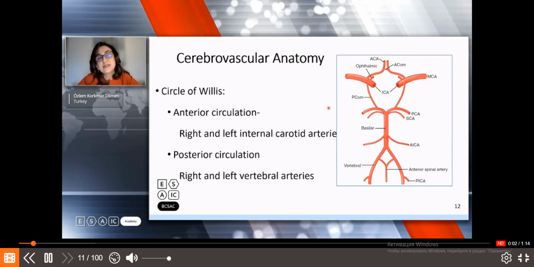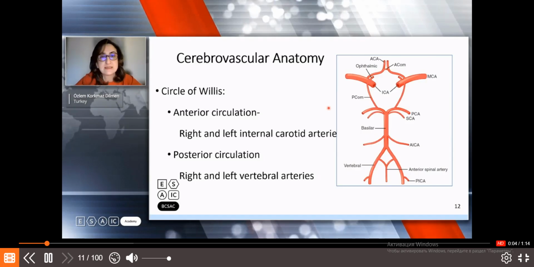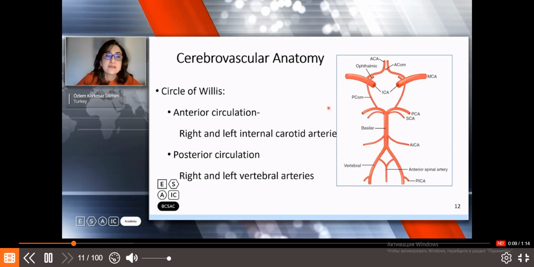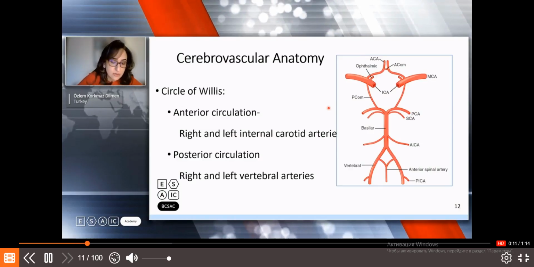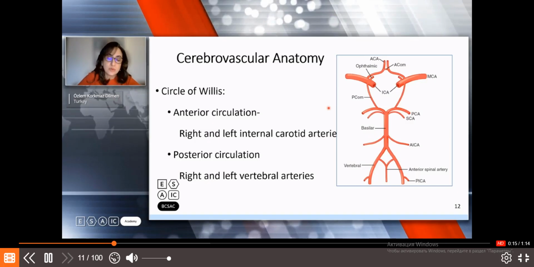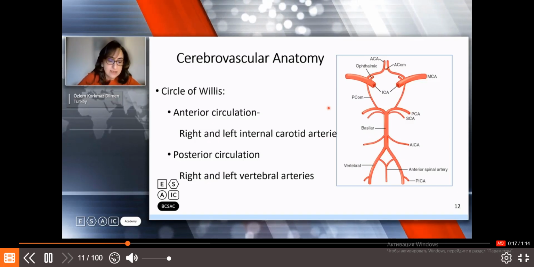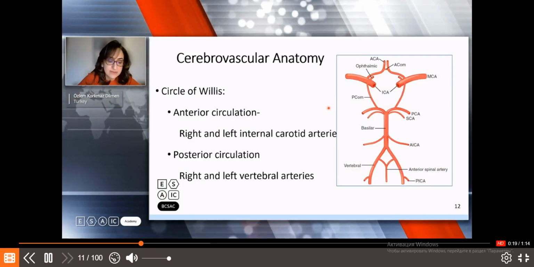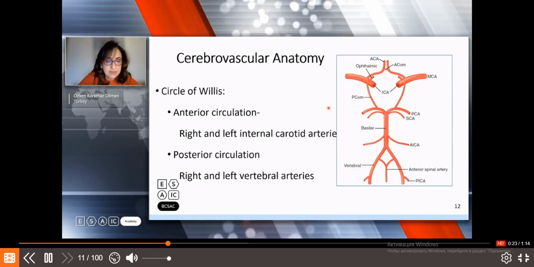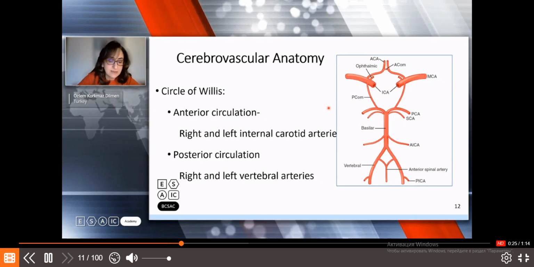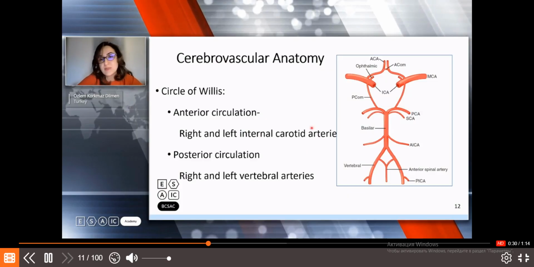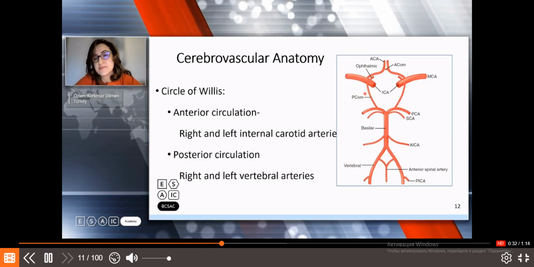Let's summarize the circulation of the central nervous system. We need to start with the circle of Willis. The circle of Willis is an anastomotic loop and provides potential for collateral blood flow between the anterior and posterior circulation. The anterior circulation is provided by the carotid arteries and the posterior by the vertebral arteries.